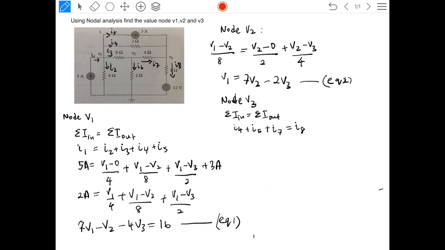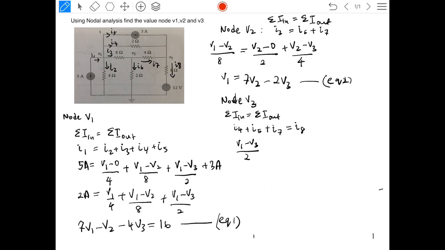So for the case of V2 just now, I forgot to mention the summation of I in equal to the summation of I out, in which it is I3 equal to I6 plus I7. Now we have a complete set of equations for all nodes. And now we revise this. I4 is actually V1 minus V3 divided by 2 ohms.